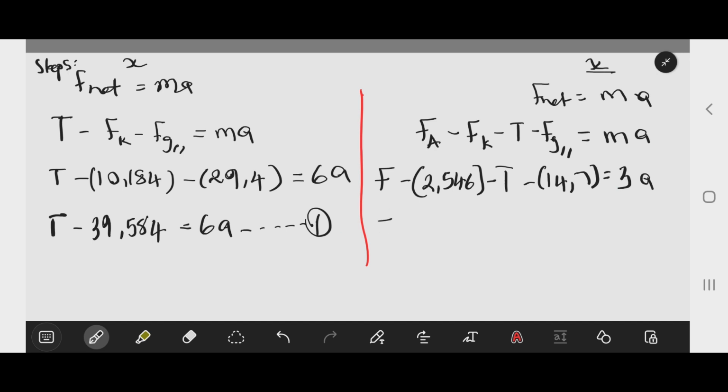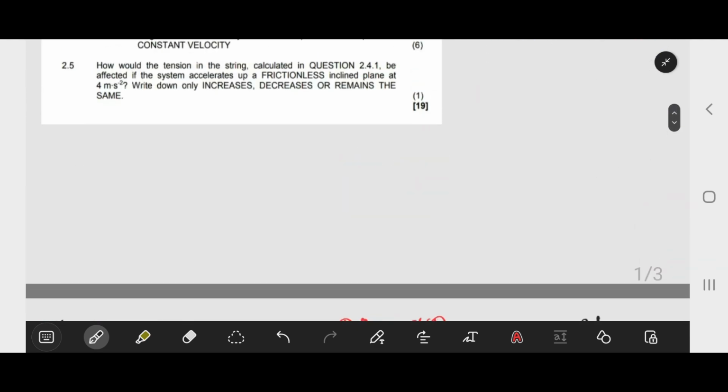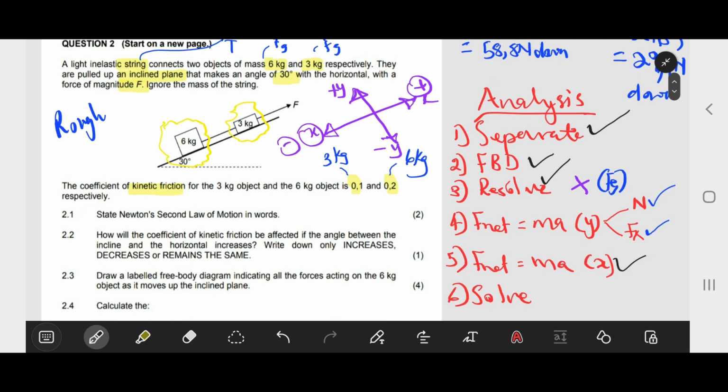So our equation would be F minus T, and if I'm collecting like terms, that would be negative 2.546, minus 14.7, then I'm getting negative 17.246 equals 3a, and that is equation number 2. All right, so that was step number 5, which is F net in the x direction. So we are done with step number 5, and the last step is to solve, right?